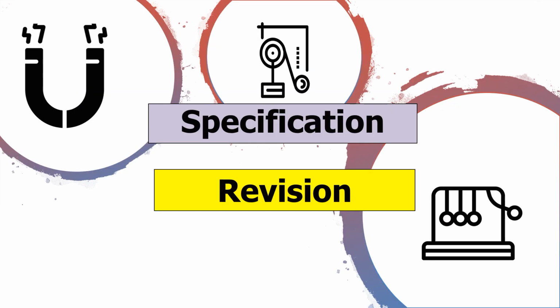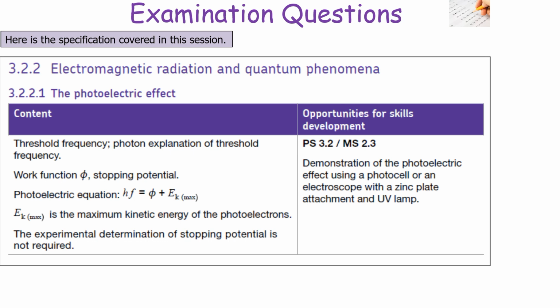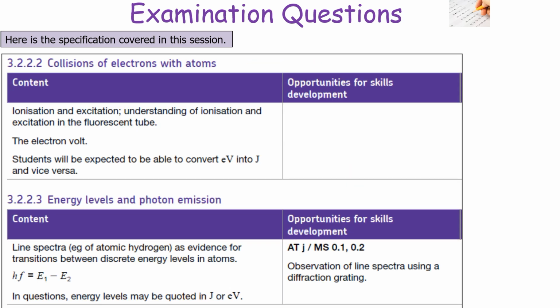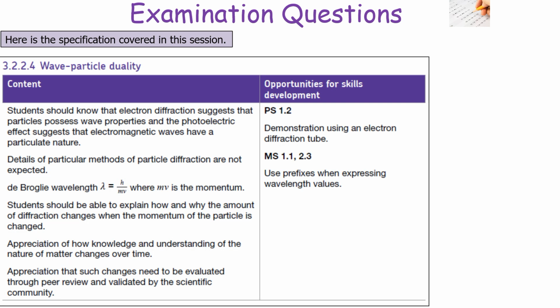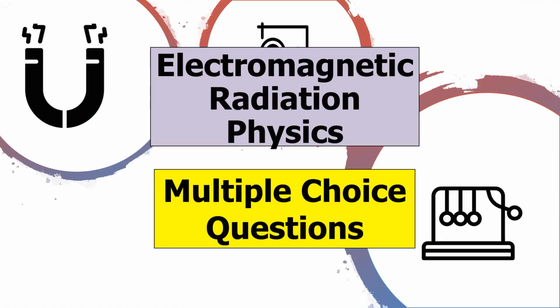So what are we going to cover in this revision session? Well, we're going to be looking at electromagnetic radiation and quantum theory, which includes the photoelectric effect, collisions of electrons with atoms, energy levels and photon emission, and finally wave-particle duality. So let's have a look at some multiple choice questions for electromagnetic radiation.